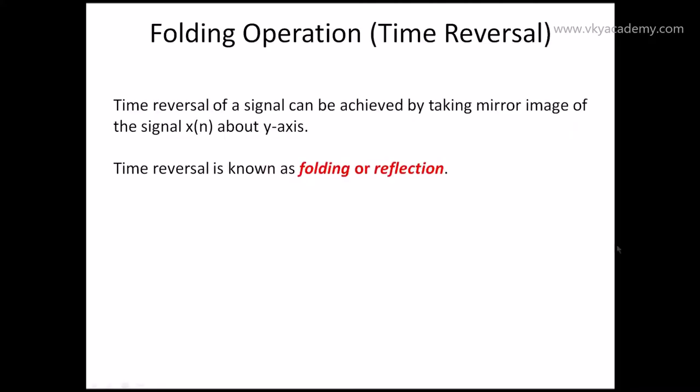Okay, so what exactly is a folding operation? Time reversal of a discrete time signal can be achieved by taking the mirror image of the signal x of n about the y-axis. Time reversal is also known as folding or reflection. Now let us see how this particular time reversal operation occurs.